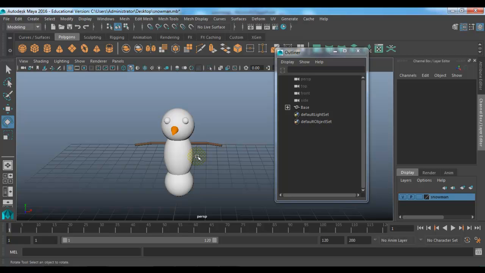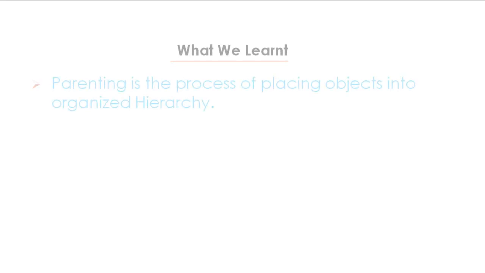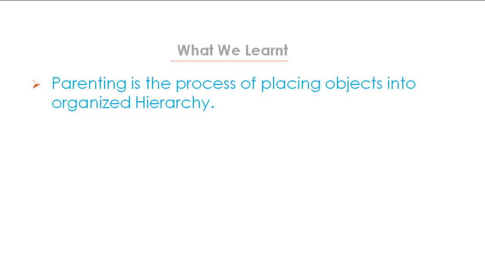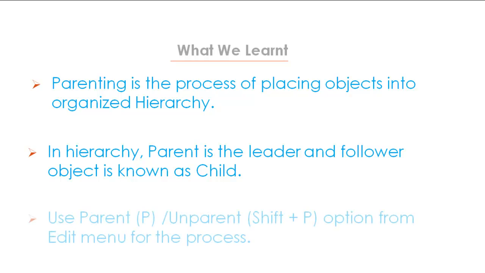So let us see what we have learned in this video. We have seen that parenting is the process of placing objects into an organized hierarchy, right? In a hierarchy, the parent is the leader and the follower object is known as a child. We can use the Edit menu, where we have the parent and unparent options, to perform this parenting process. The hotkey for parent is P, whereas the hotkey to unparent is Shift P.